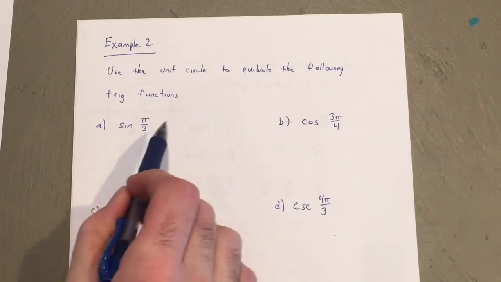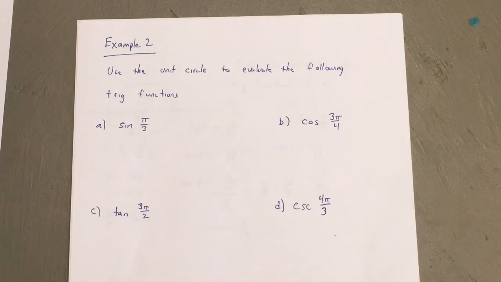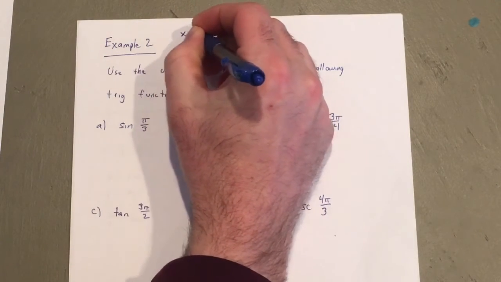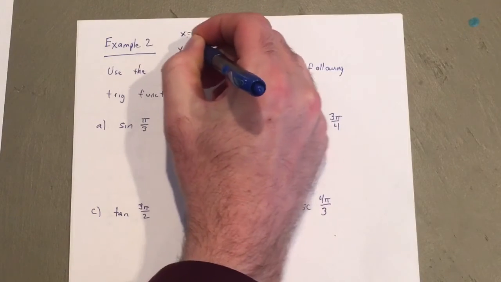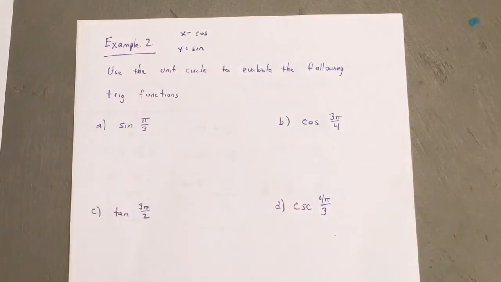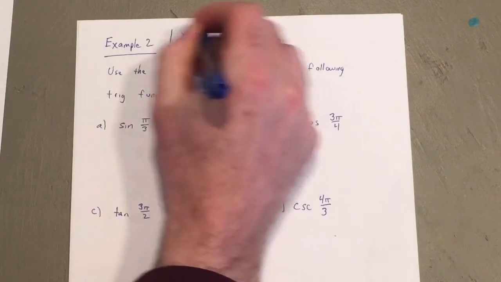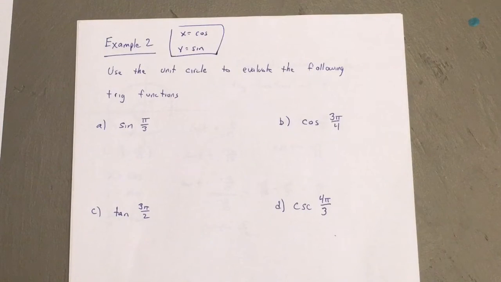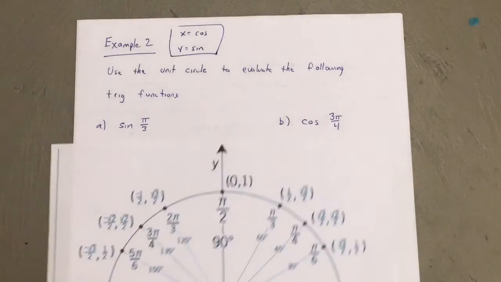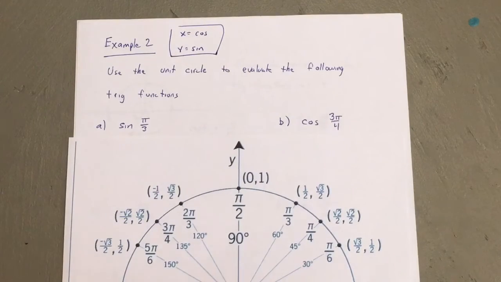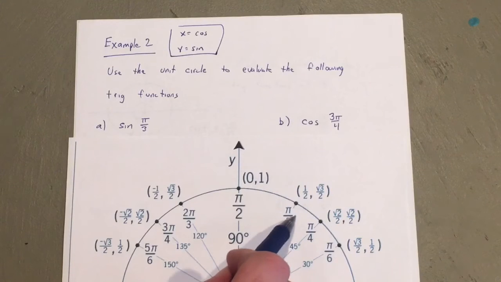Alright, important thing to note: we're going to evaluate these four using the unit circle. And we're going to remember that x is cosine, y is sine. That is the basics of our unit circle. So when we go to sine of pi over 3, we locate pi over 3 on our unit circle right here.